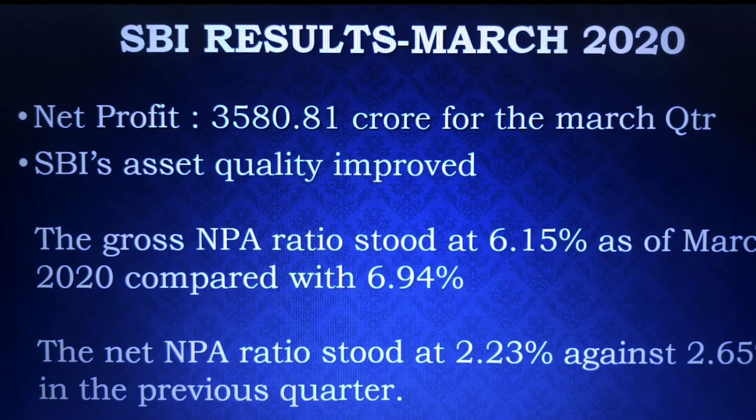First of all, net profit. They have reported a net profit of 3,580.81 crore against 838.40 crore. And the second main factor is that the asset quality has improved much better than the previous quarter. Gross NPA is 6.15 versus 6.95, and net NPA is 2.23 versus 2.65. The fundamental things, the financial results, are showing very good support for the bank.